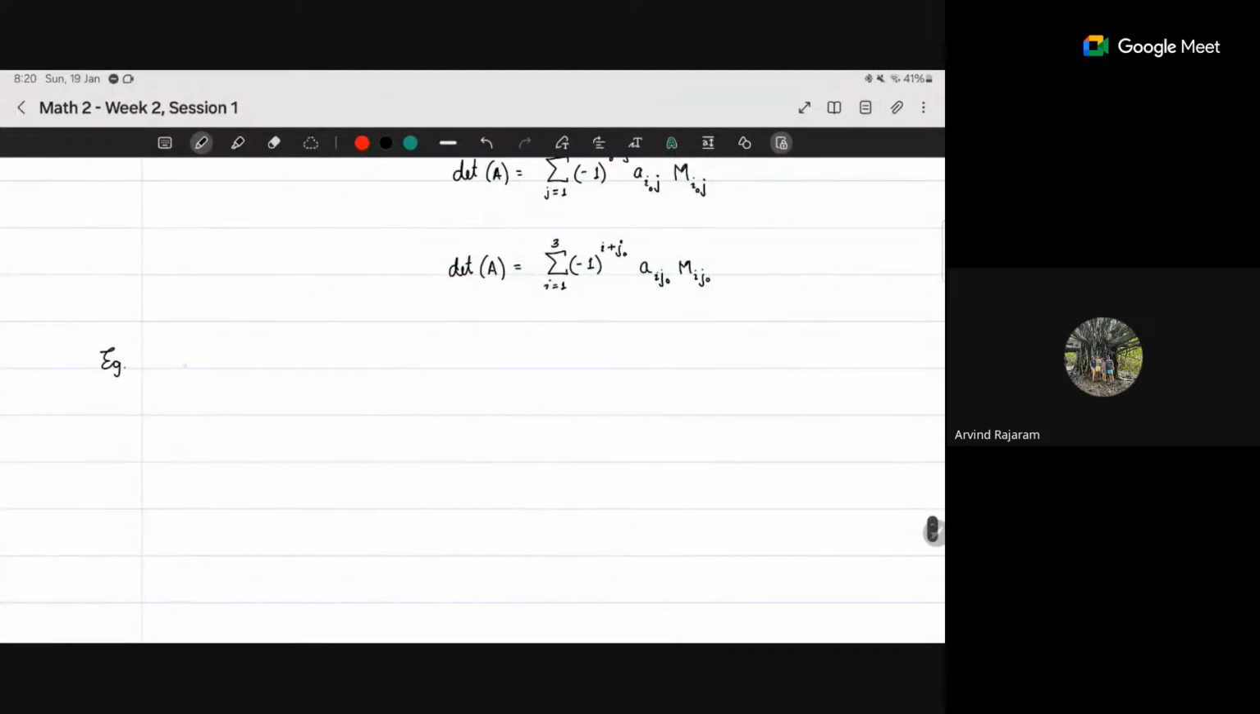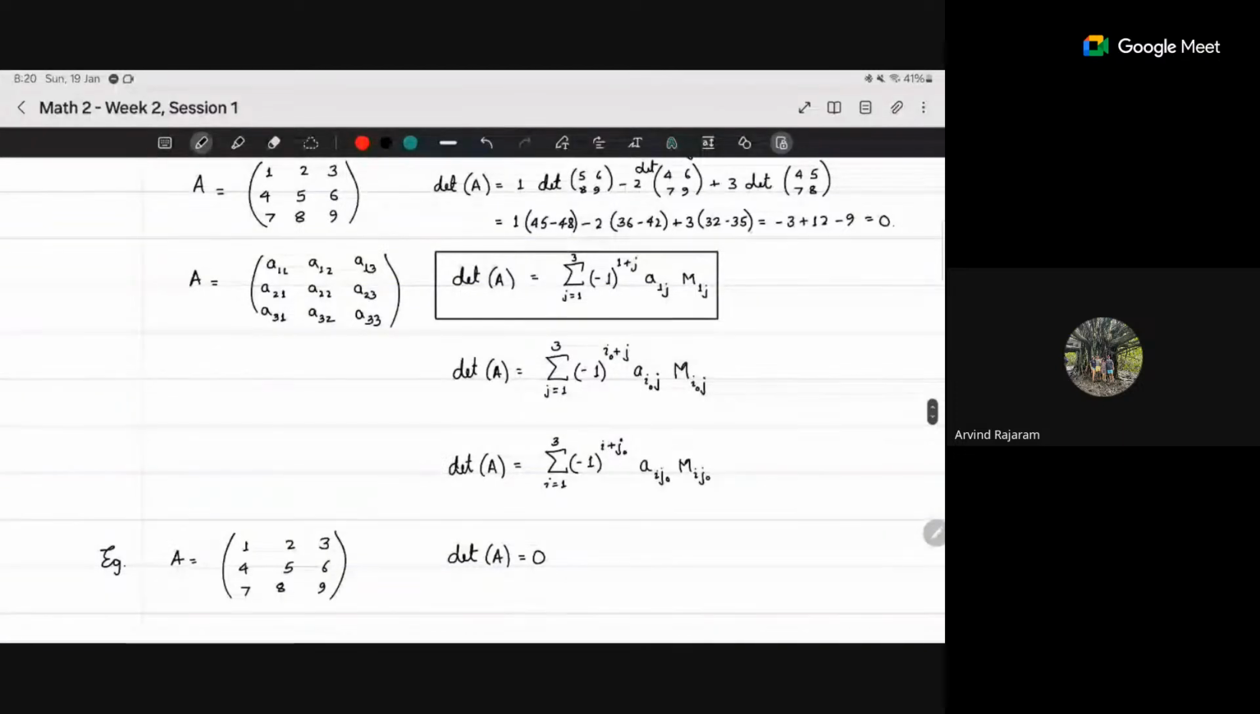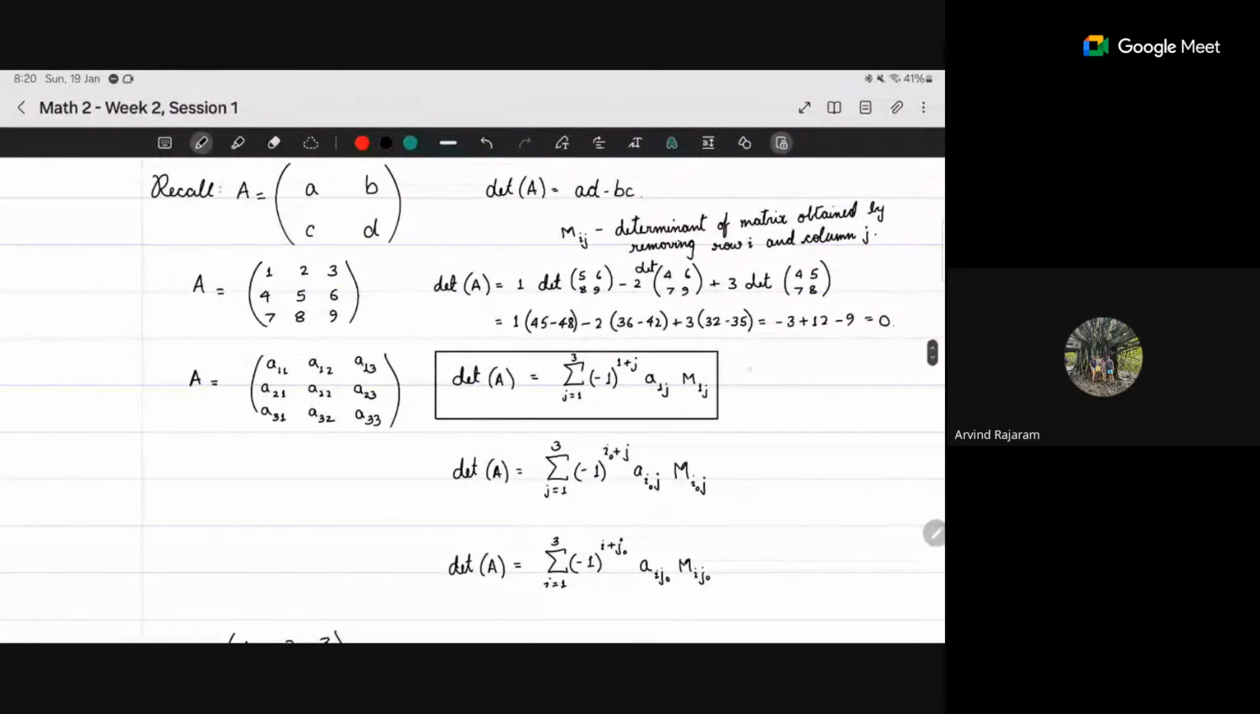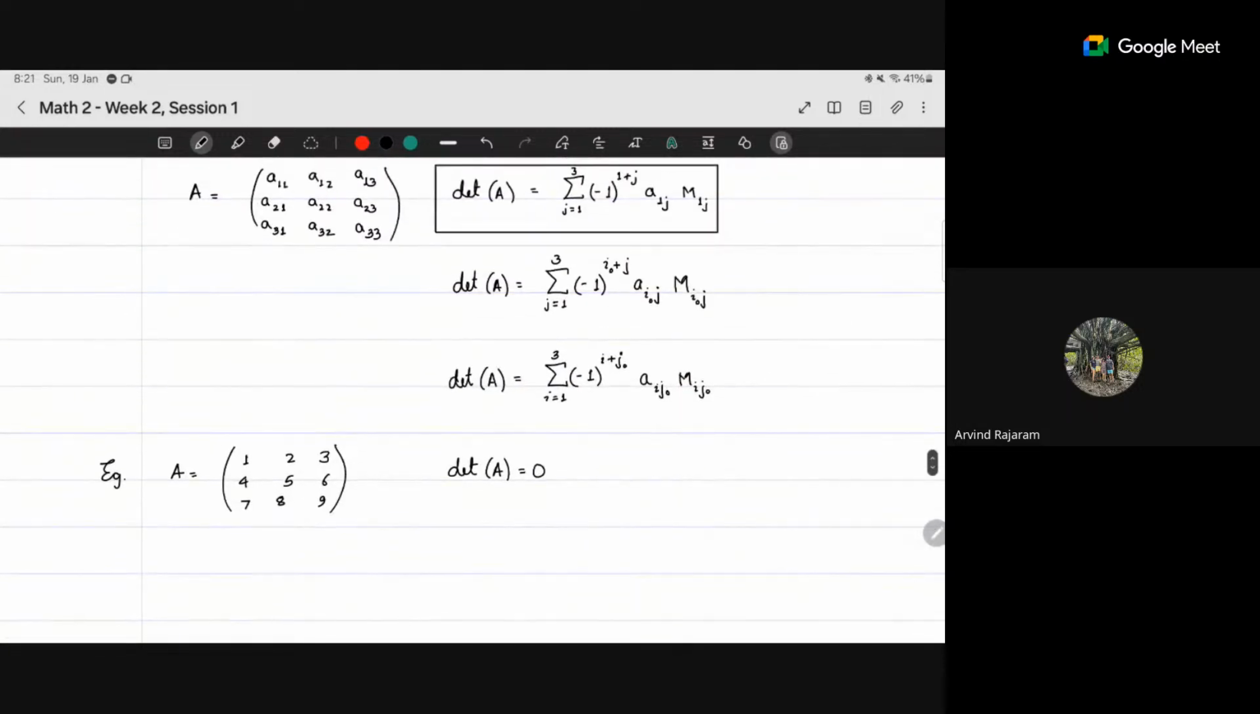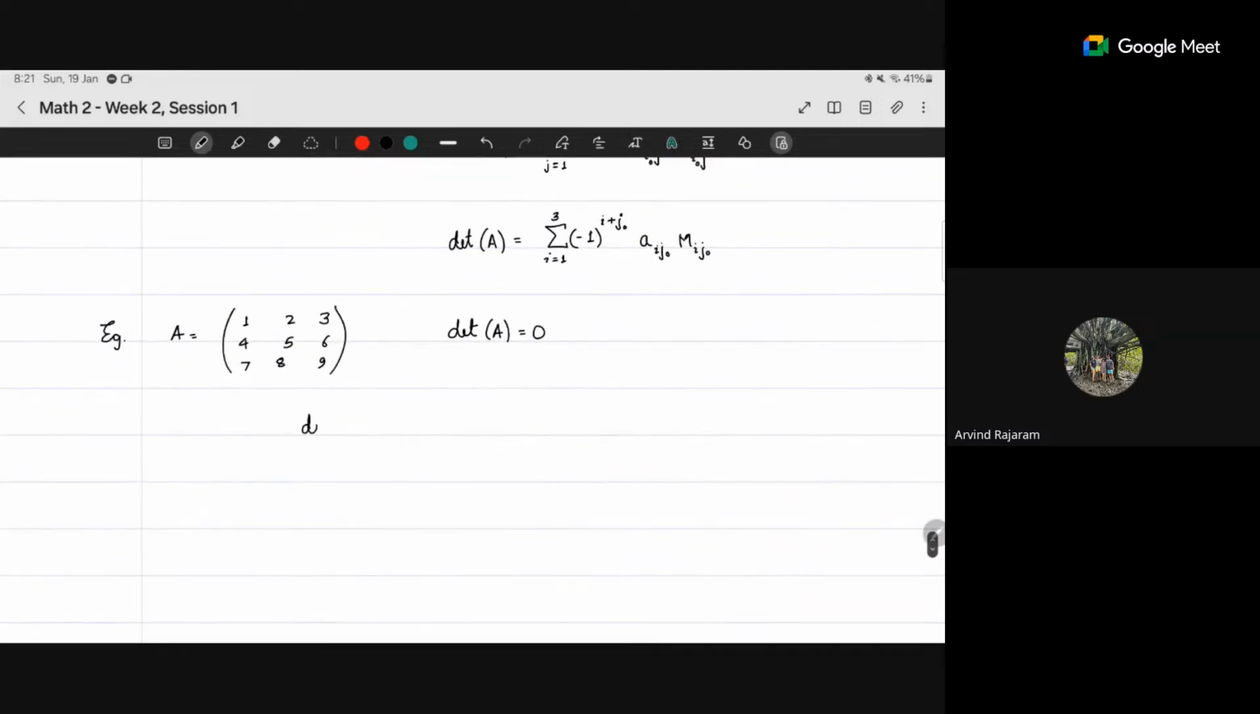So once again, A is 1, 2, 3, 4, 5, 6, 7, 8, 9. Now, we know that the determinant of A is 0. That we got by computing it along the first row using this formula. Now, what about the second row? The property states that it doesn't matter what row you choose or what column you choose, you can compute the determinant that way as well. So let's say we take the third row and compute the determinant. It should not be different, but let's just verify.